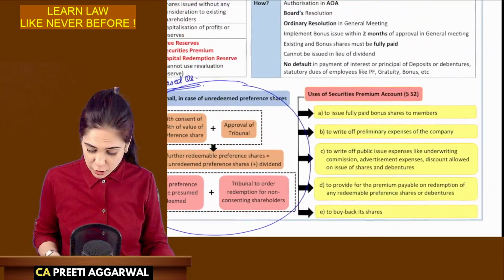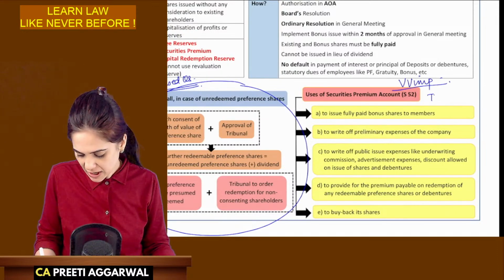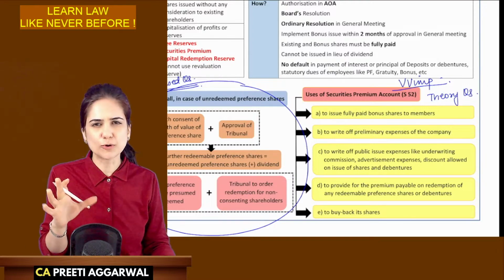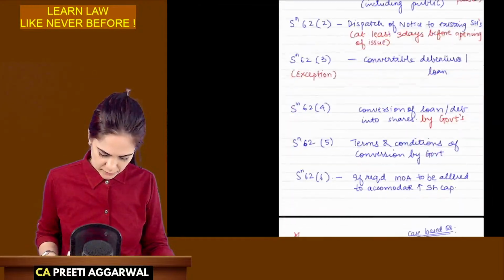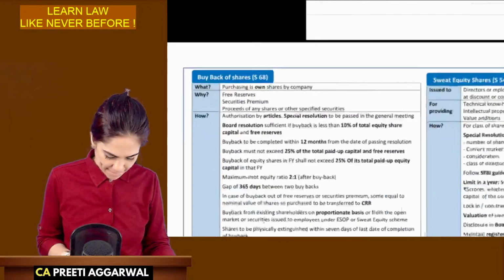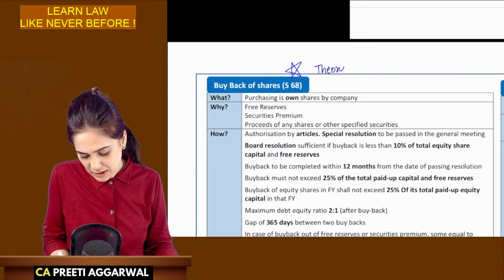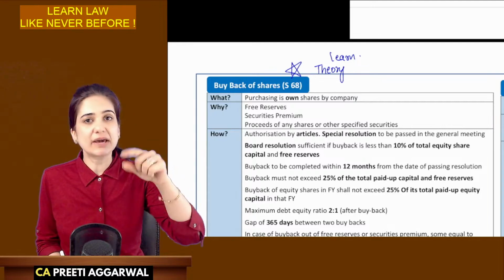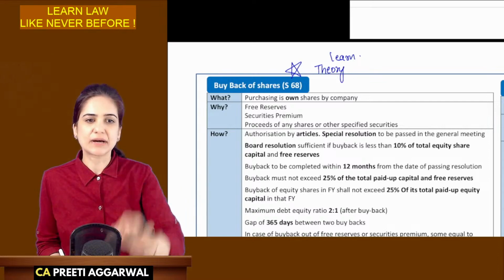Then use of securities premium, very important for exam. Generally asked as a theory question. Maybe 4 to 5 marks of weightage. Buyback, very important. Now, please learn the theory. The framing is like a case based question, but they expect you to write the entire theory.